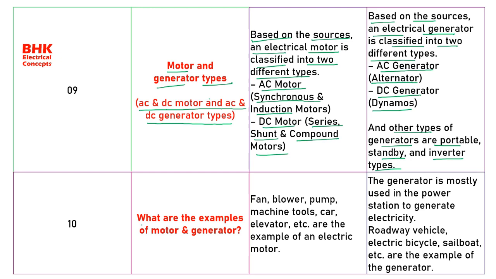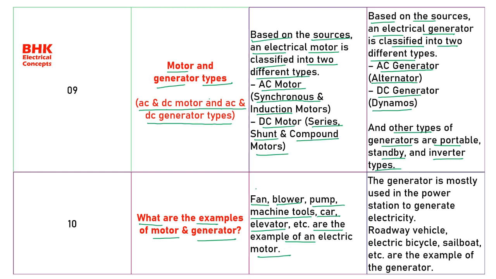And here another thing is, what are the examples of motor and generator? Now examples of motor, we can also call them the applications of motors. Here, to run the fan we require motor. To run the blower we require motor. To run the pump we require motor. And machine tools, car, elevator, etc. all are the examples of electric motors.